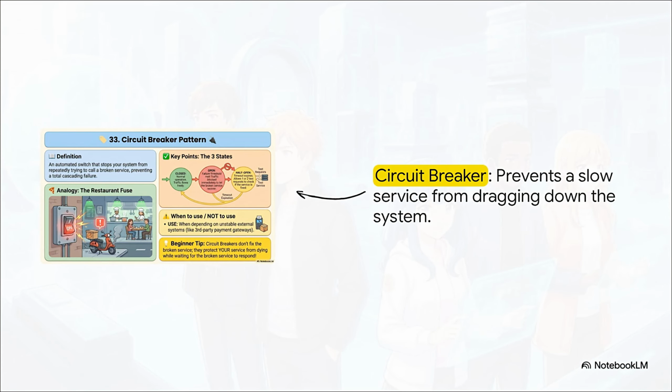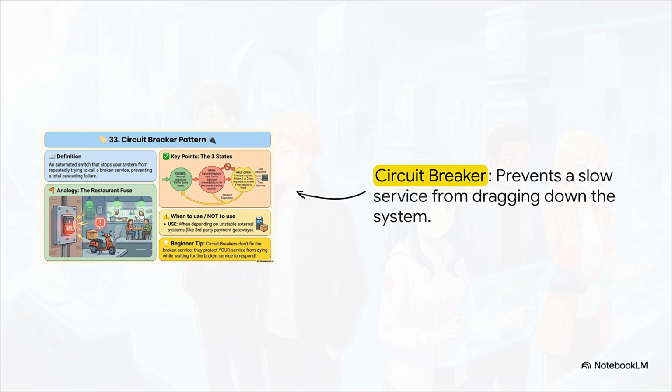But hey, what if the problem is an external dependency? When a third-party service dies, the circuit breaker pattern instantly trips to the open state to block traffic. Just like the circuit breaker in your house, it's an automated switch that stops your system from repeatedly calling a completely broken service.